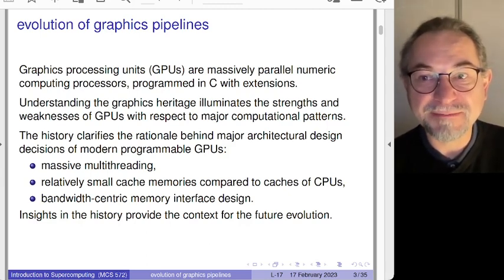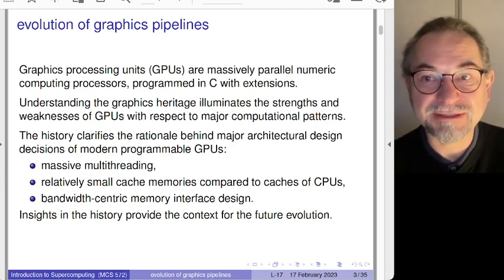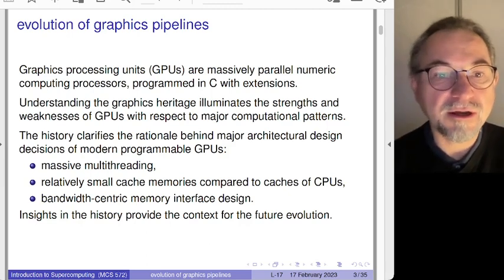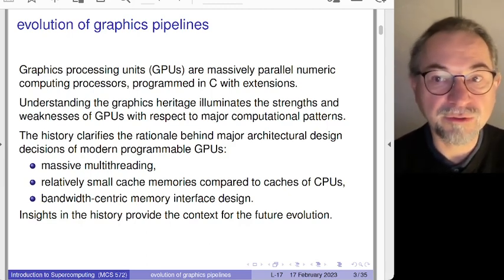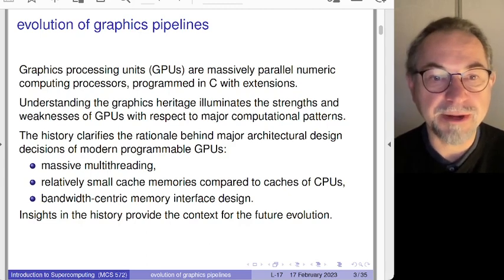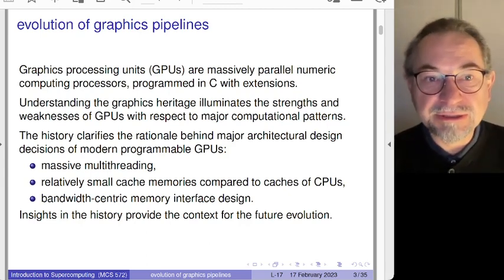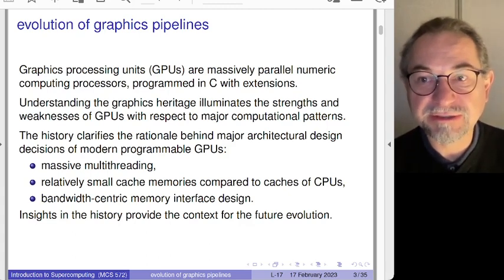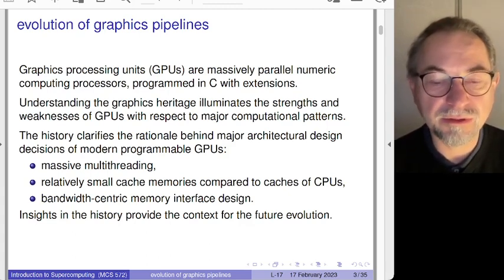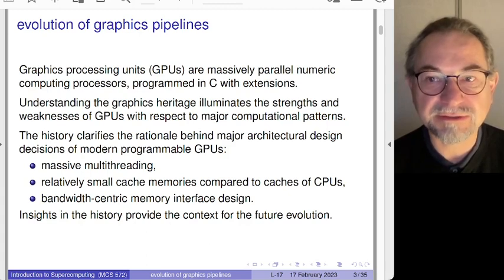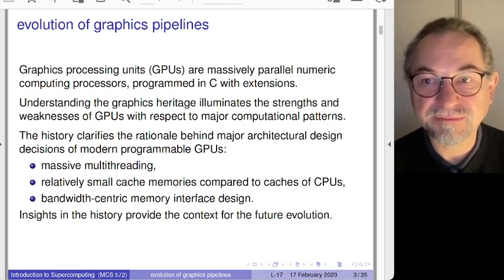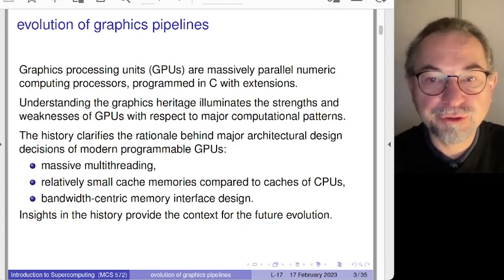But at the same time, as a programmer, we need to be extremely careful that we are not consuming too much memory. All right, so the purpose of this lecture is that the history will provide the context for today and for the future evolution.